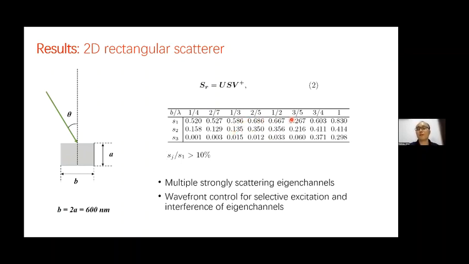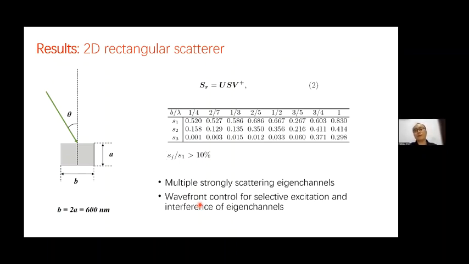And when the frequency increases to the high range, there are maybe two, three, or even more than three strongly scattering eigenchannels. So this result tells us that a single nanoparticle hosts multiple strongly scattering eigenchannels. And from this result, we can immediately answer our initial question. So wavefront shaping actually can be used to control light scattering by a single nanoparticle.